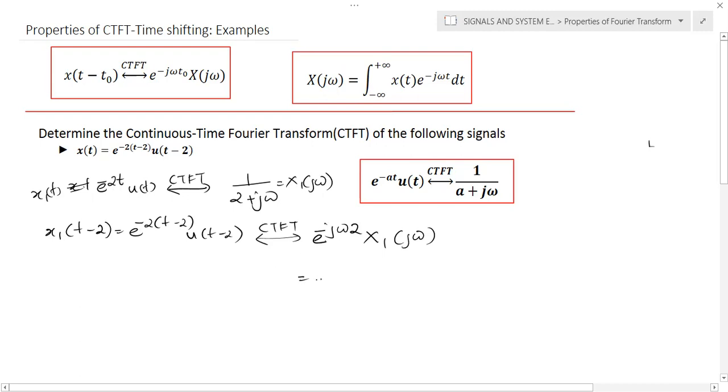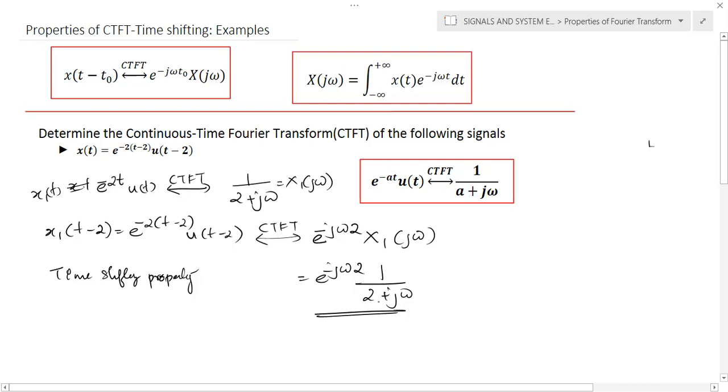And if you apply the result, e raised to minus j omega 2 into X1 of j omega is 1 by 2 plus j omega. So without using any other equations, we can apply the time shifting property of continuous time Fourier transform. You need to write this property here in this problem, and you can apply the result.